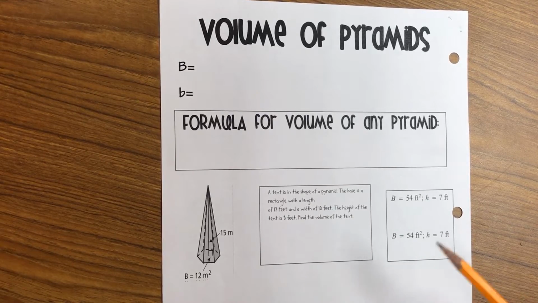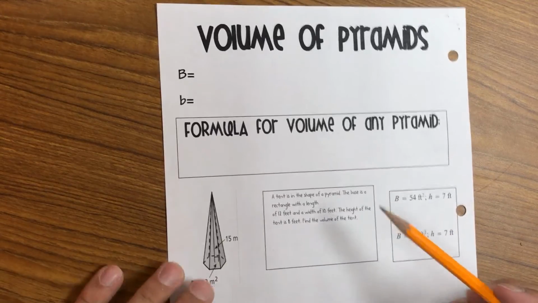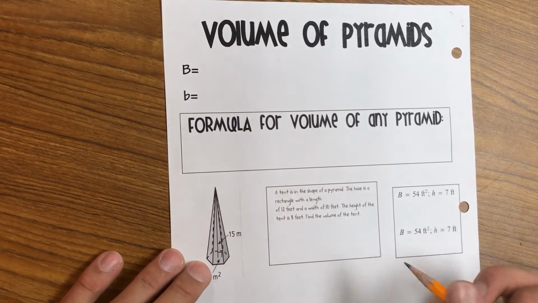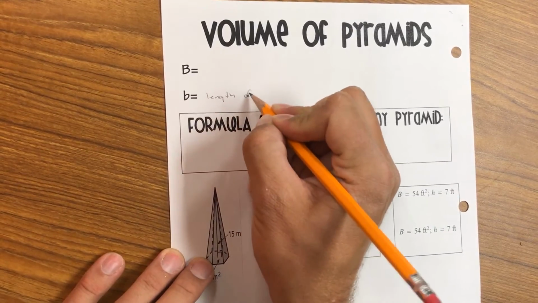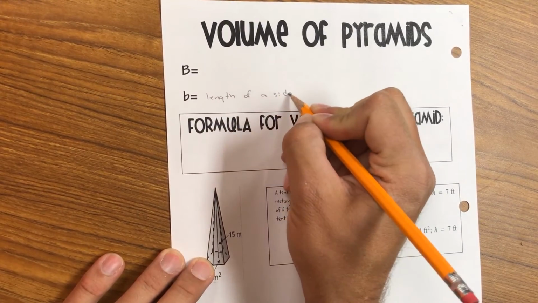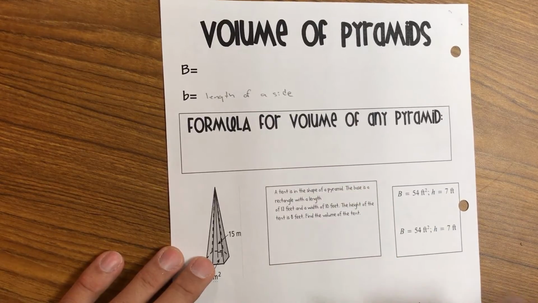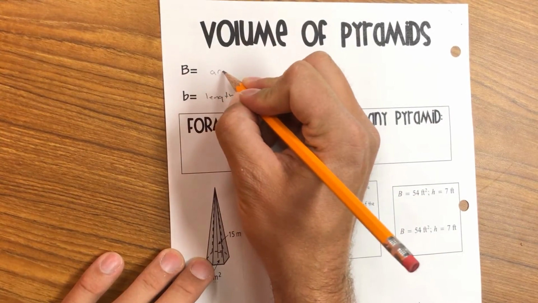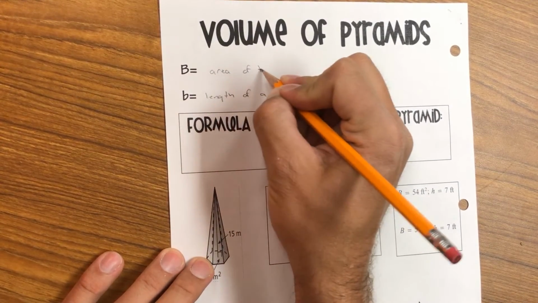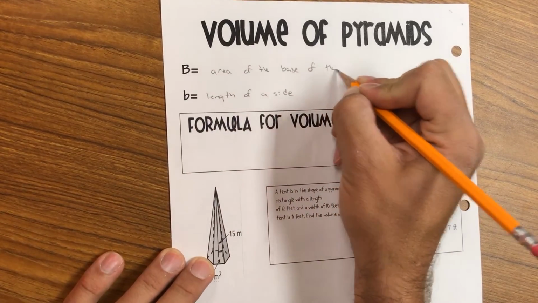But first of all, just like volume of prisms, we've got a big B and a little b. Little b just represents the length of a side of our shape. And we don't really worry about that in our problems, but I just want you to know the difference between little b and big B. Big B represents the area of the base of the pyramid.